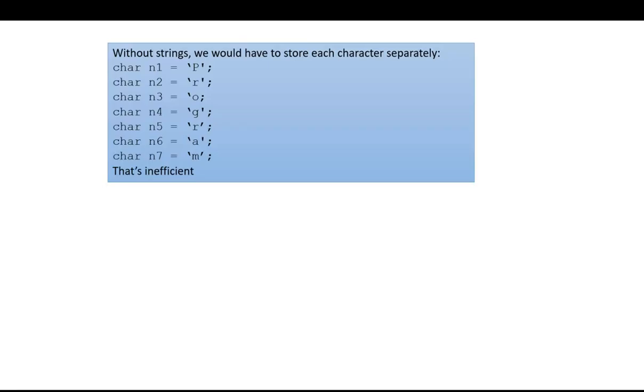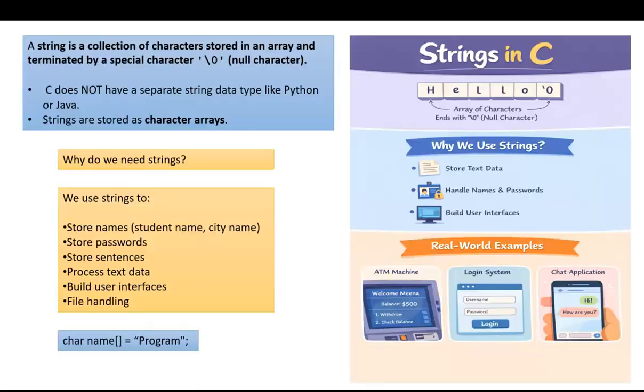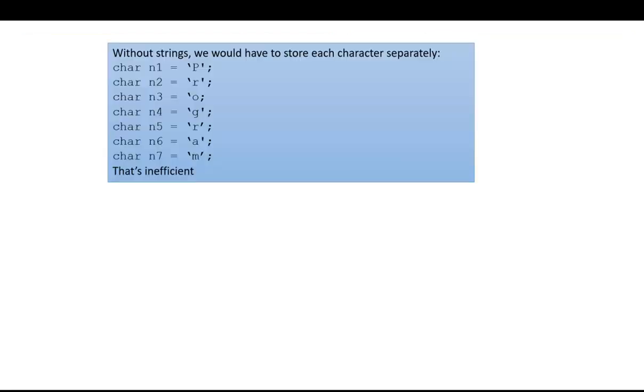If suppose I don't have string, what should I do? Can I store each character separately like this? Look, a string is written inside double quotes, whereas a character is written inside single quotes. Can I write a character by character method like this to store each character separately? No, that becomes inconvenient, inefficient. So, strings are very important in C programming.